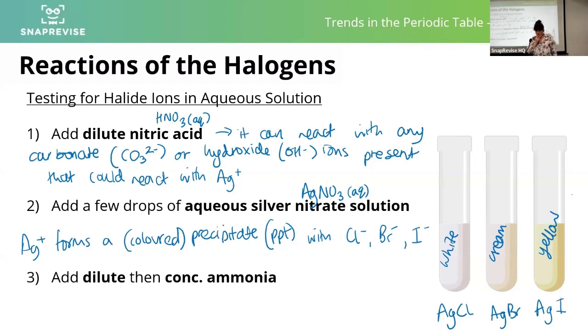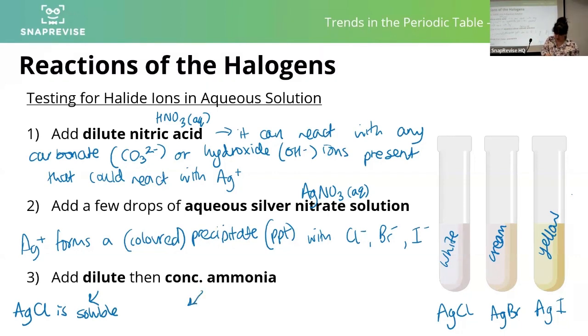Why do we add dilute and then concentrated ammonia? Hopefully we know it's because AgCl is soluble in dilute ammonia, but AgBr is not. So if we take my precipitate, let's say it's a mixture of AgCl, AgBr, and AgI, the AgCl is soluble so will dissolve. If it's, for example, a mixture of AgCl and AgI, the AgCl will dissolve, but AgBr and AgI won't.